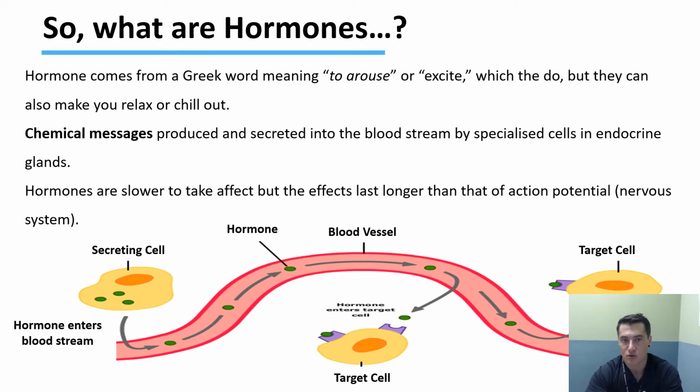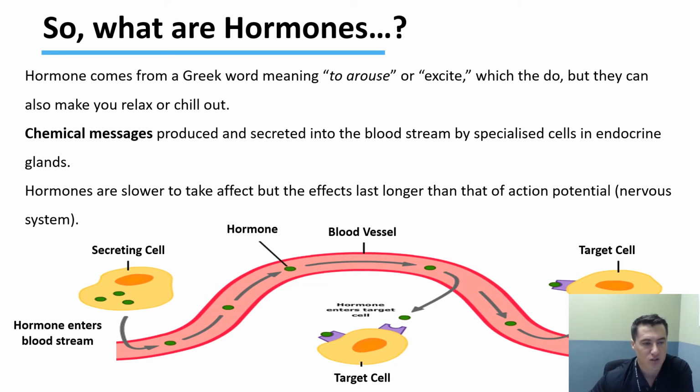Our nervous system uses a series of neurons and supporting glial cells to send electrical messages, whereas our endocrine system uses our cardiovascular system, which remember has the function of transport, the blood train, to transport these chemical messages around our body. Hormones are slower to take effect, but the effects last longer than that of an action potential. A nervous system message can take effect really fast, but it can also be shut off really fast. Hormones are slower to be released and slower to take effect, but the effect will also last longer and can potentially take longer to switch off.